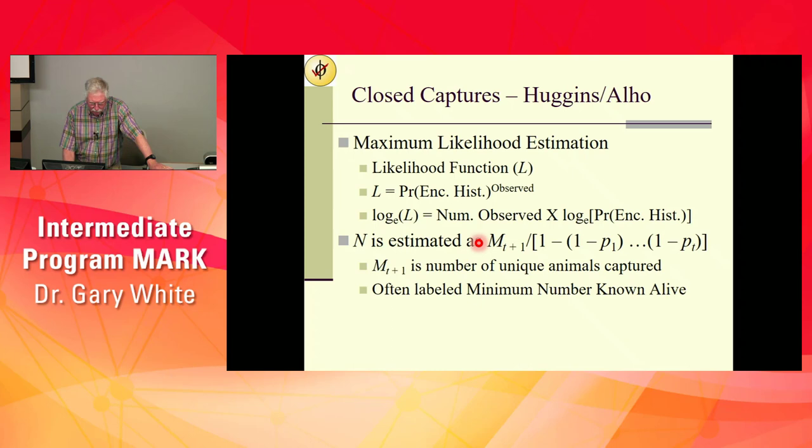M of T plus 1 is the number of animals that we caught, the number of unique animals, the number of individuals that we put marks on. And the notation seems sort of weird. M of T plus one, what is going on?